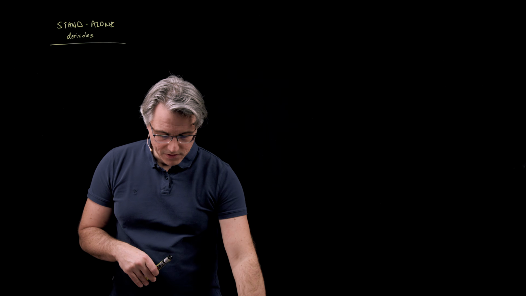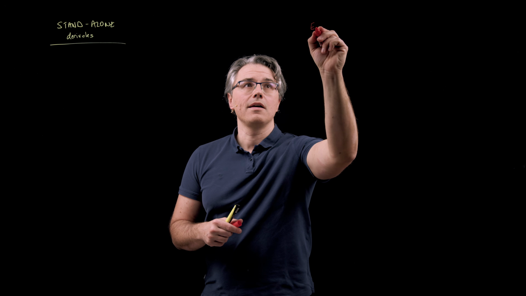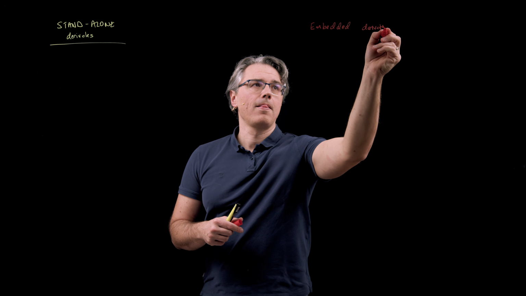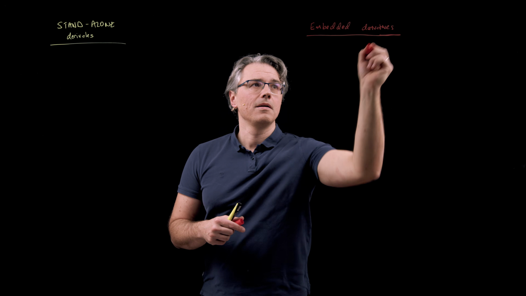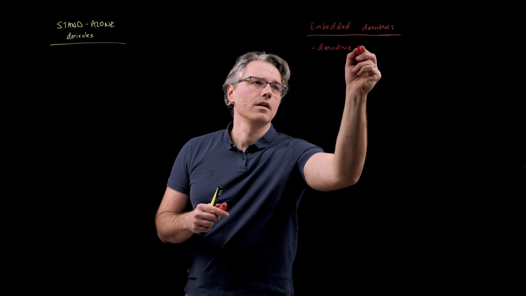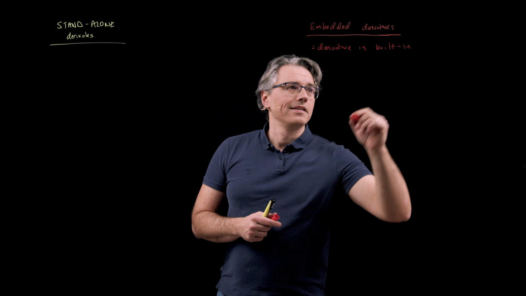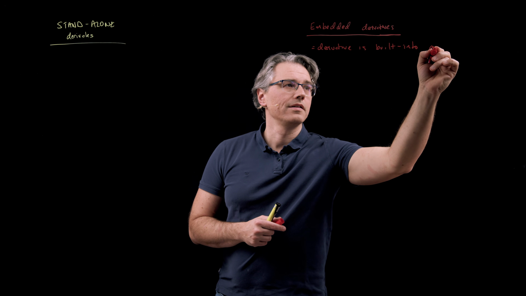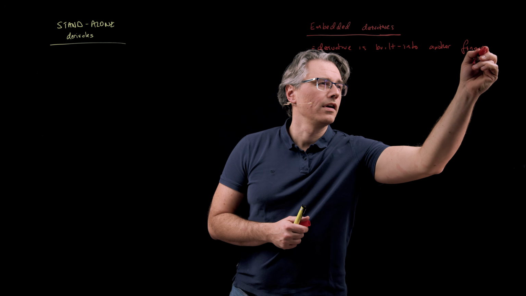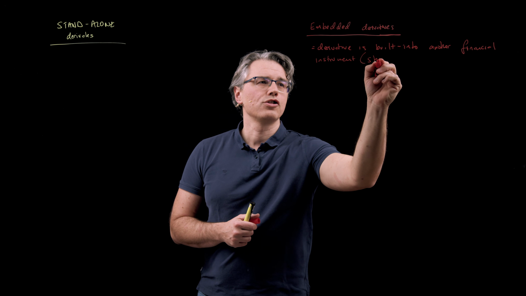However, they also sometimes come in the form of derivatives that are embedded or built into some other instruments. So embedded derivatives. And that, as I said, means the derivative is built in, or built in sort of into another financial instrument. It would be typically shares or bonds.